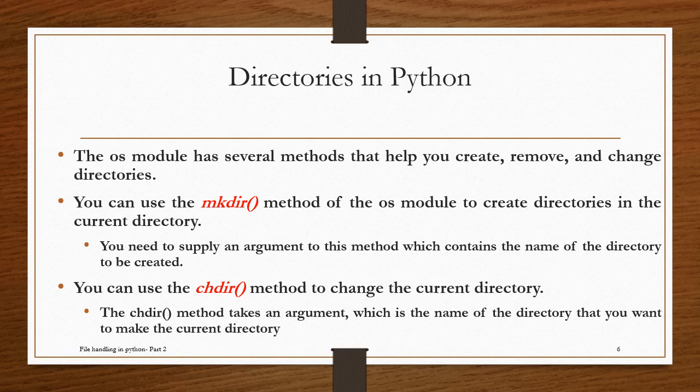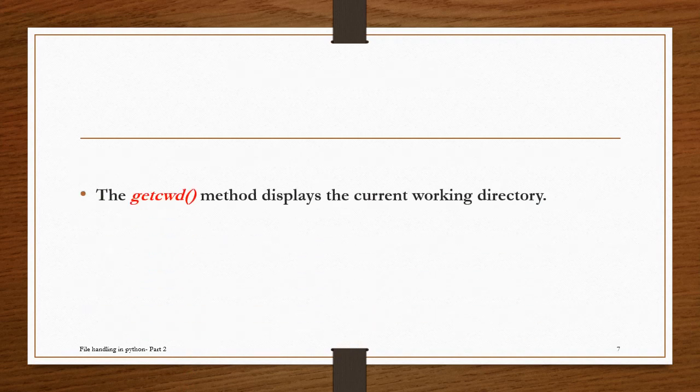Again, the chdir method takes an argument which is the name of the directory that you want to make the current directory. So we are discussing two methods in the slide: mkdir, which helps to make a directory, and chdir, which helps to change the directory. Both accept a single parameter, and these two methods are also part of the OS module in Python. There are a few more methods. See in the next slide.